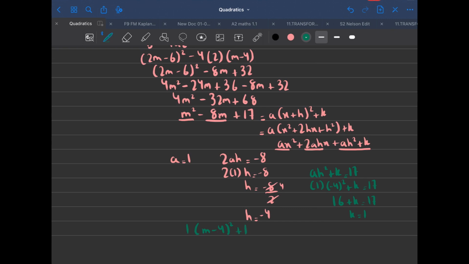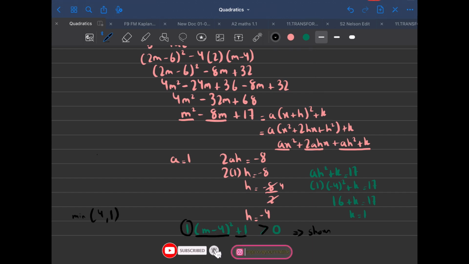Now I can clearly see that this is greater than 0. How can I see that? If you notice this, if you plug in any negative number in this, when you square it, it's going to become positive and then plus 1. So it's always going to be a positive number. That means it's going to be greater than 0. So here it's shown. The turning point will be 4 comma 1, and the 1 is positive. That means a minimum curve. That means it's going to be somewhat like this. Do you get the idea?